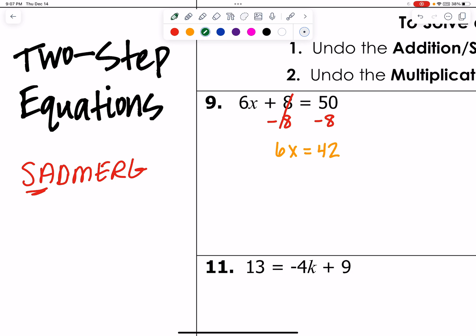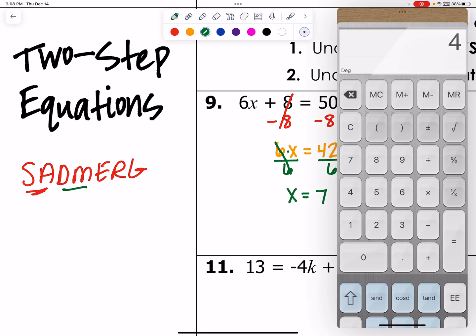After subtraction and addition, are there any division or multiplication? Yep, there's a 6 times x. How do I get rid of a times 6? Well, I divide 6 to both sides. Cross that out physically, and you're left with x equals 42 divided by 6. We know 6 times 7 is 42, so x equals 7. If you're not sure, double check with your calculator, to make sure you're good.